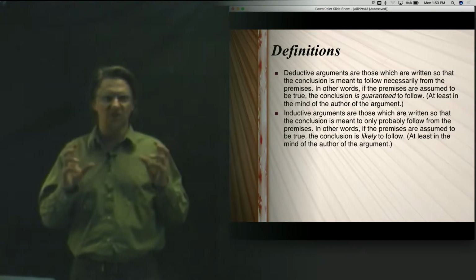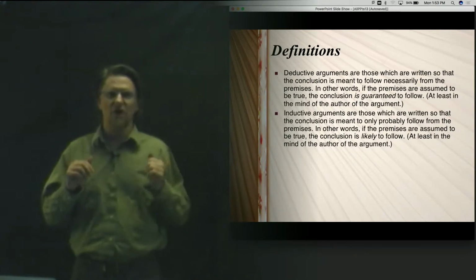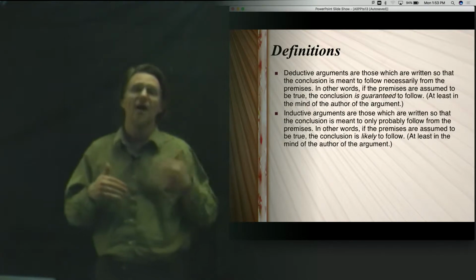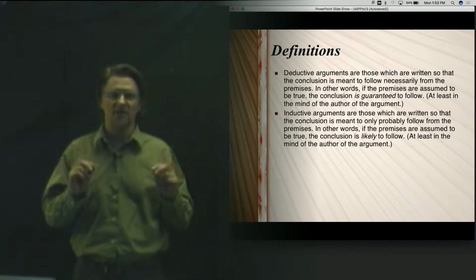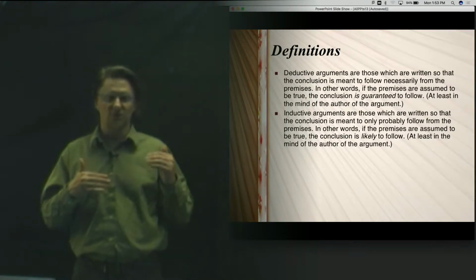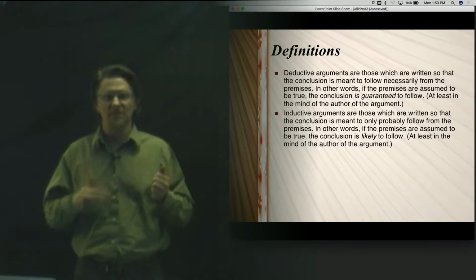So there's an important distinction there. Deductive arguments offer, at least purportedly, a guarantee that their conclusion is true, whereas inductive arguments don't offer that kind of guarantee. They simply suggest that the conclusion is probable based on the premises.